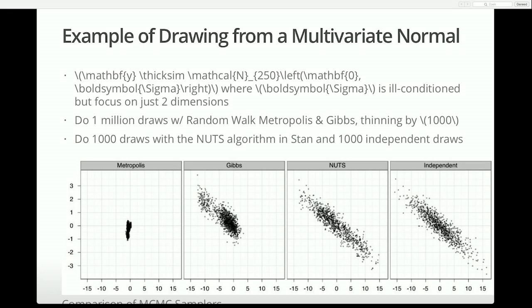And you can do 1 million draws of random walk Metropolis. You can do 1 million random draws of Gibbs. You can thin every 1,000, and you get the two plots on the left, which when compared to 1,000 draws from RStan, unthinned, and 1,000 independent draws from the multivariate normal, the two on the right, which your eyes can't even distinguish from each other, but definitely can distinguish from the two on the left, that they never reach the tails of the distribution because these Markov chains don't mix fast enough.